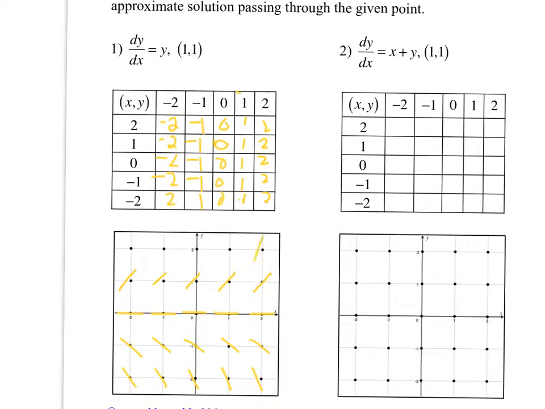And then the other ones are 2, so more steep. Should go through those points. I don't know why I'm missing them. There we go. Okay, so there is our slope field. All right, so there's our slope field.